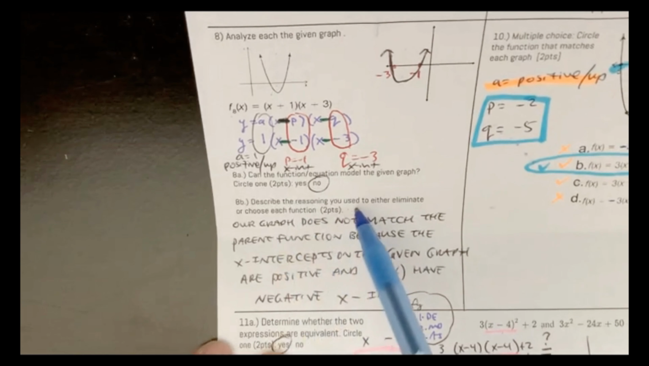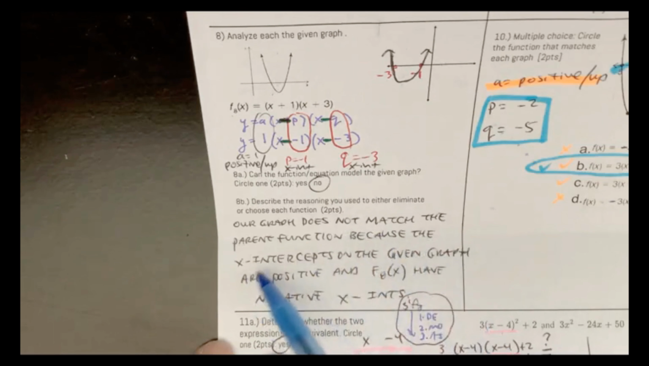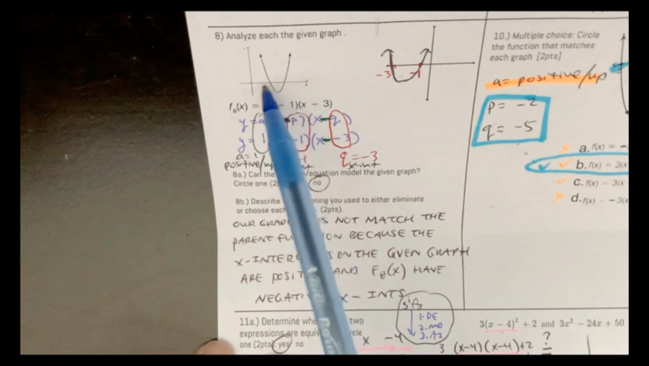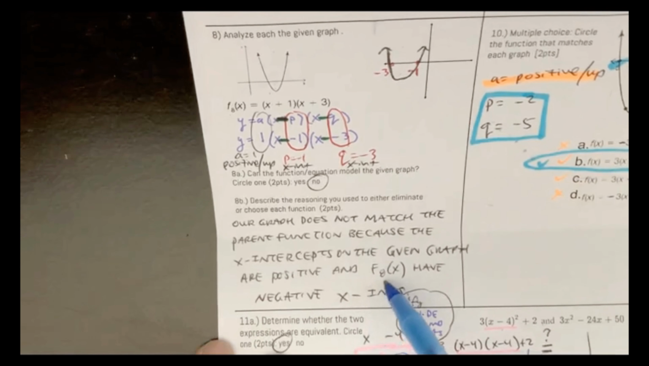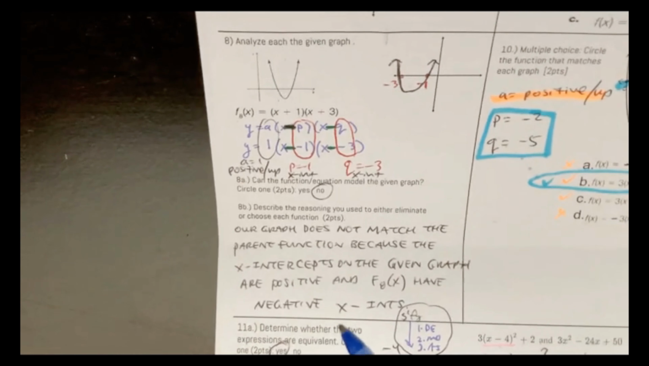Describe the reasoning you use to either eliminate or choose your function. Our graph does not match the parent function because the x-intercepts on the given graph are positive, and the function f of x has negative x-intercepts. So that's the answer for number 8.